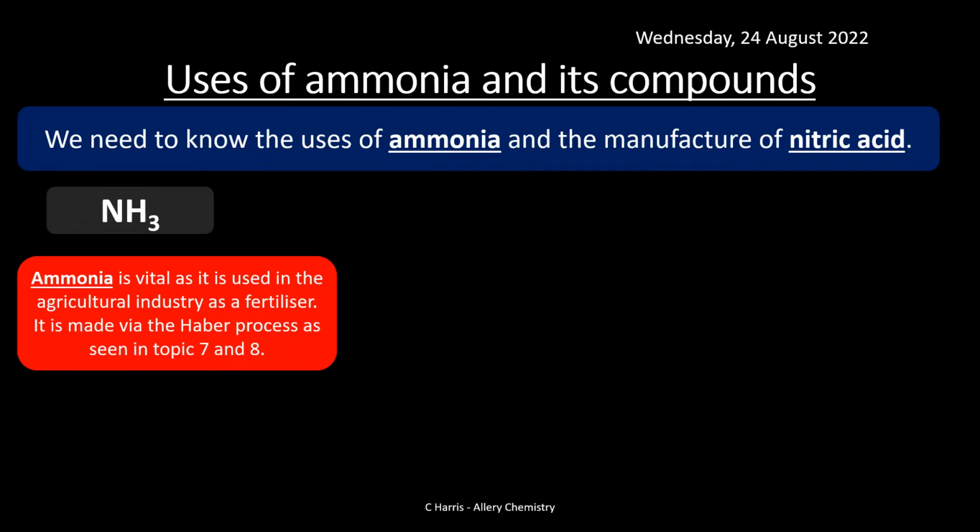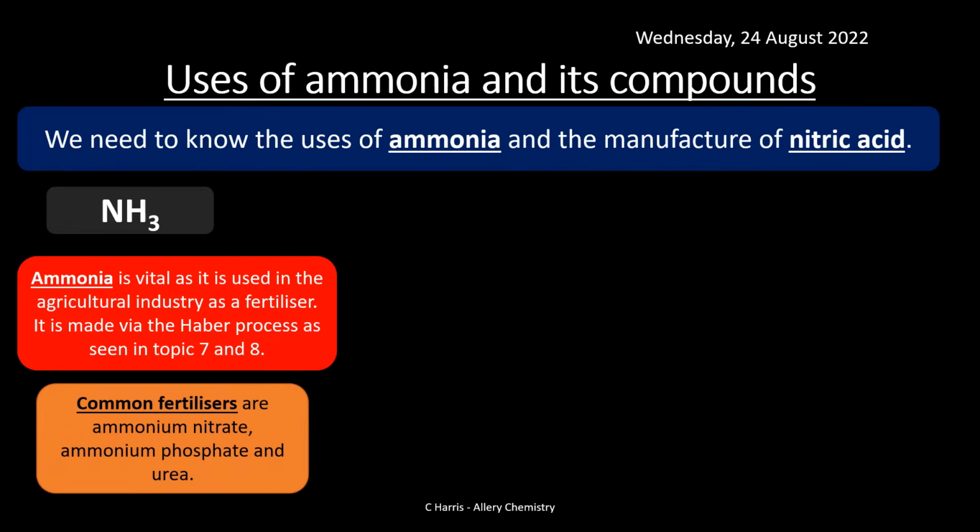And it's made using the Haber process, which you will have seen in topics 7 and 8. So obviously that's a very important process. Common fertilizers are things like ammonium nitrate, ammonium phosphate, and urea. These are all substances which have been derived from ammonia or use ammonia as part of the process. So a really vital chemical to use.